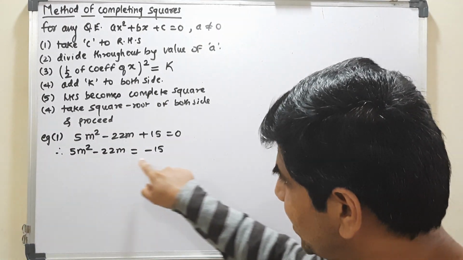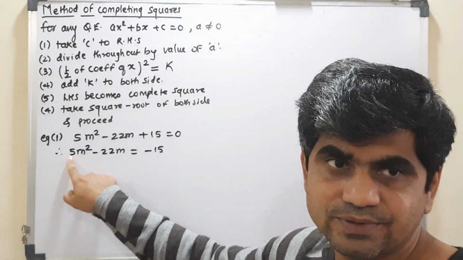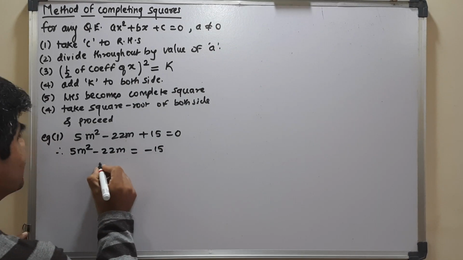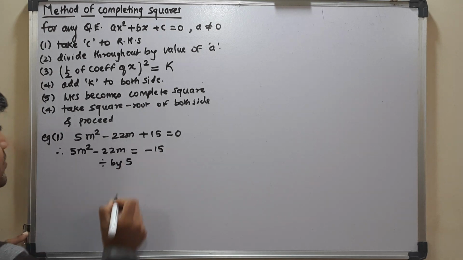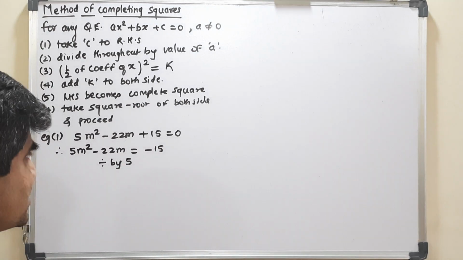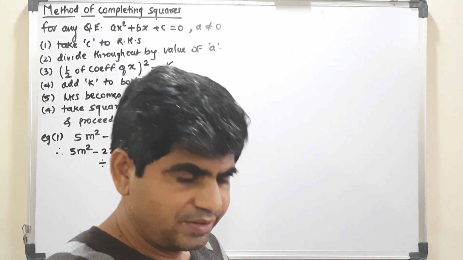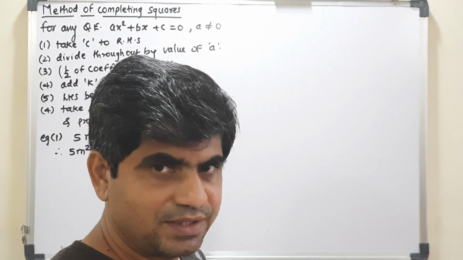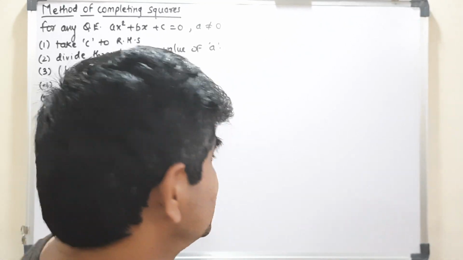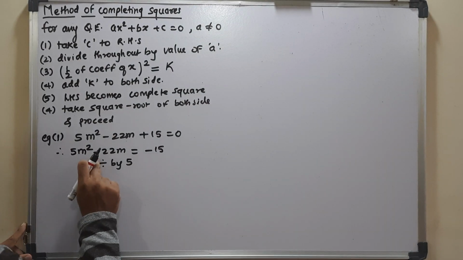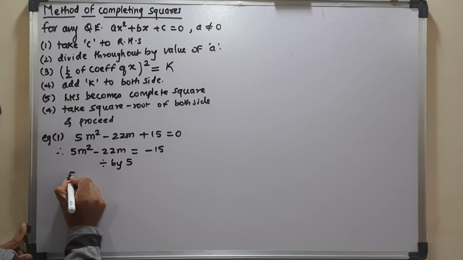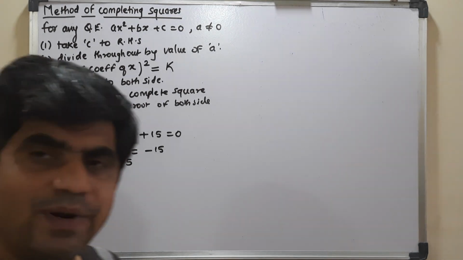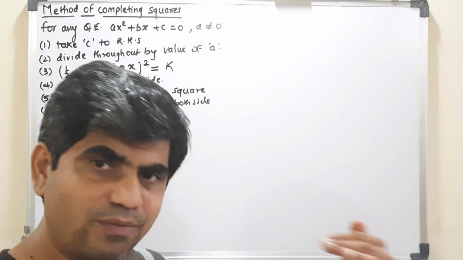So again I will see what the value of a is over here. The value of a over here is 5. That means I will divide it by 5 throughout. Divide by 5 means you have to divide before plus, after plus, before minus, after minus, before equal to and after equal to. So before minus, you will divide this, that is 5m square by 5. Got this? You divided the first term.